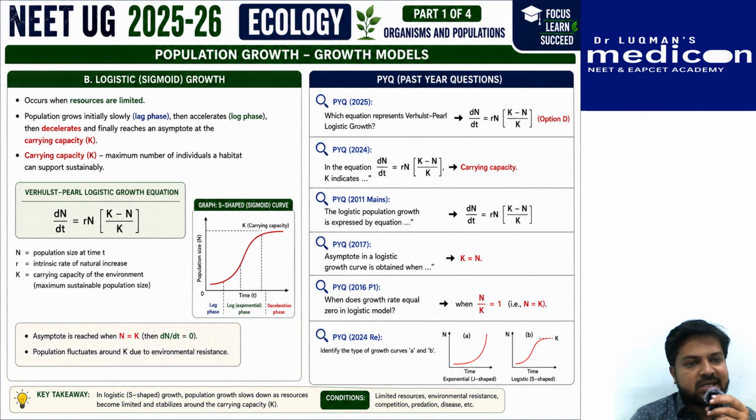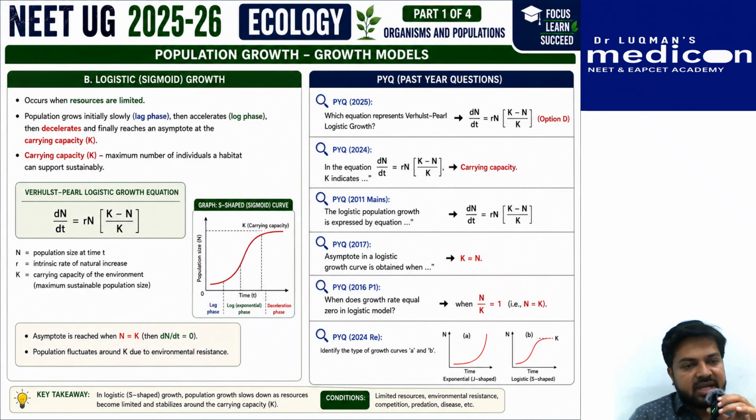Population grows initially slowly, lag phase, then accelerates, log phase, then decelerates. There is a decrease also. There is an increase, a fast increase, then there is a decrease also, and finally it reaches an asymptote at the carrying capacity. What do you mean by asymptote? We are going to see that also.